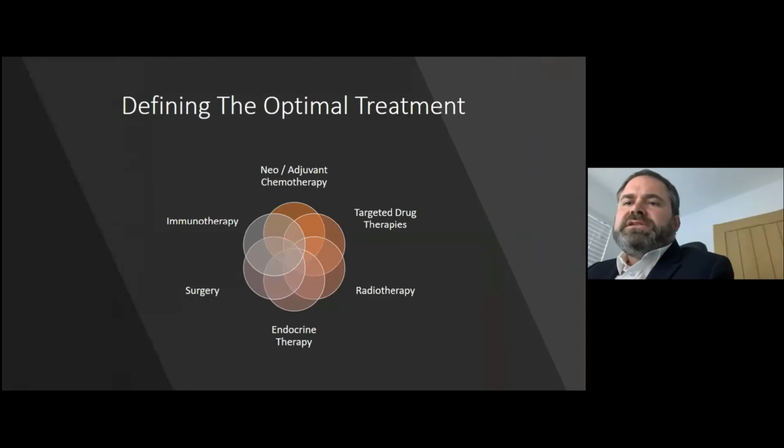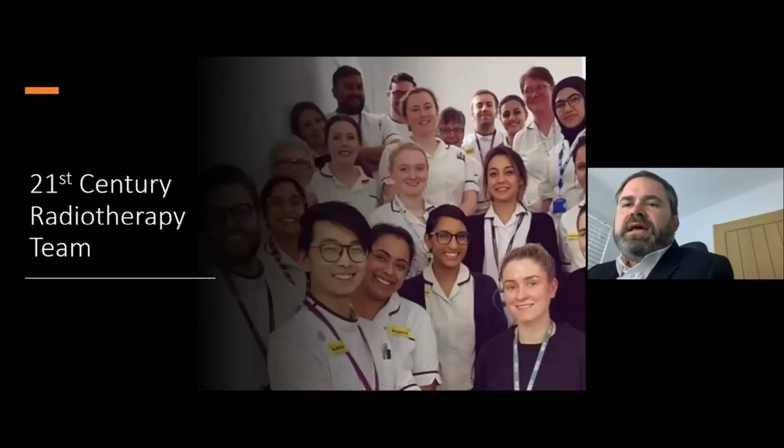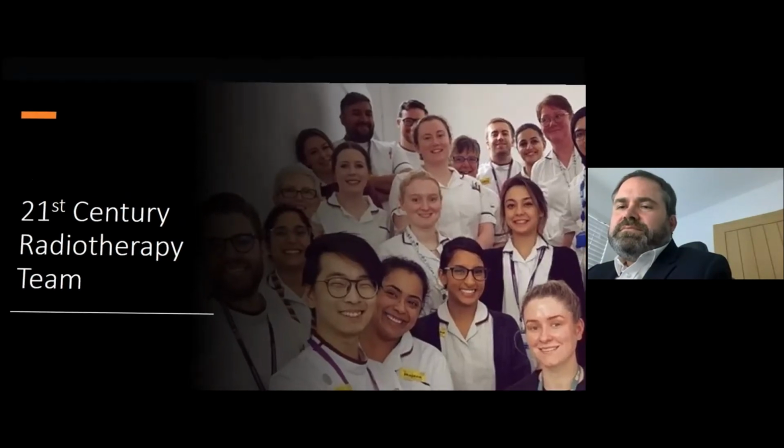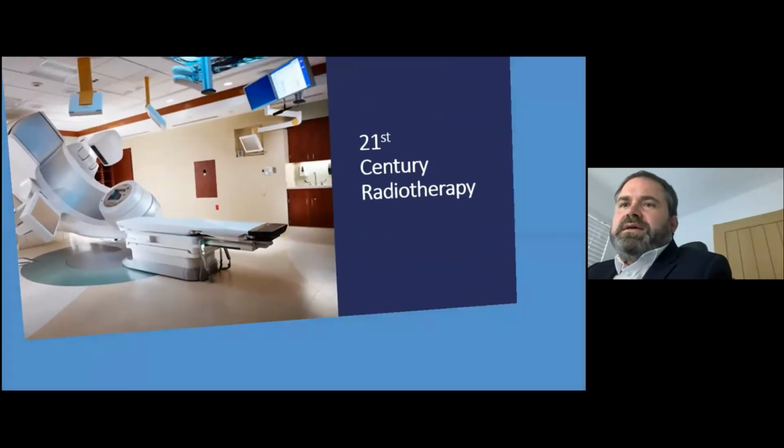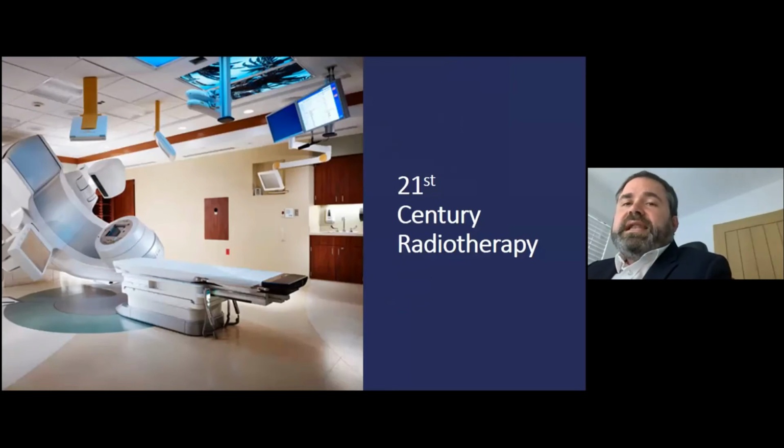So that we can integrate all the potential treatment modalities we have to provide an optimal outcome for our patients. And here you can see the team I work with in Barts, with all the different specialties from physics to radiographers to dosimetrists to really optimize the patient's treatment. Next slide. Using the latest state-of-the-art machinery. So here's one of our Linacs. Next slide.